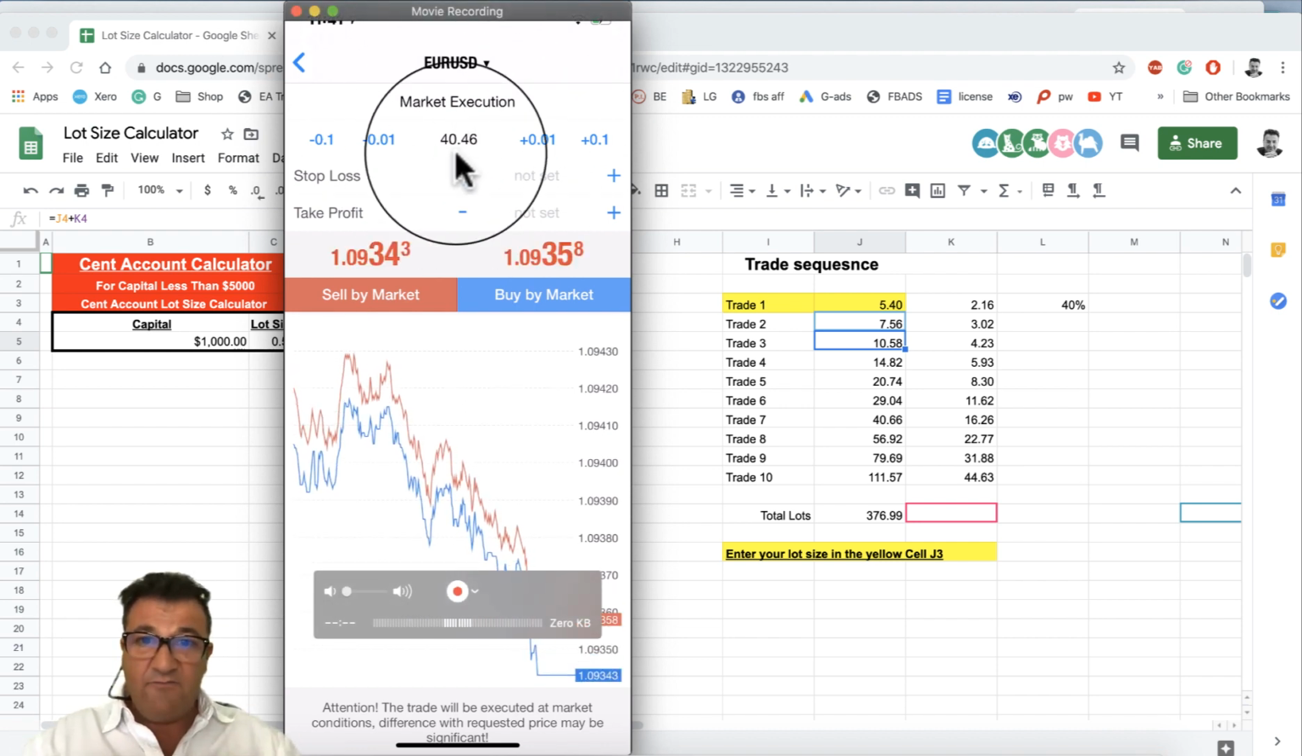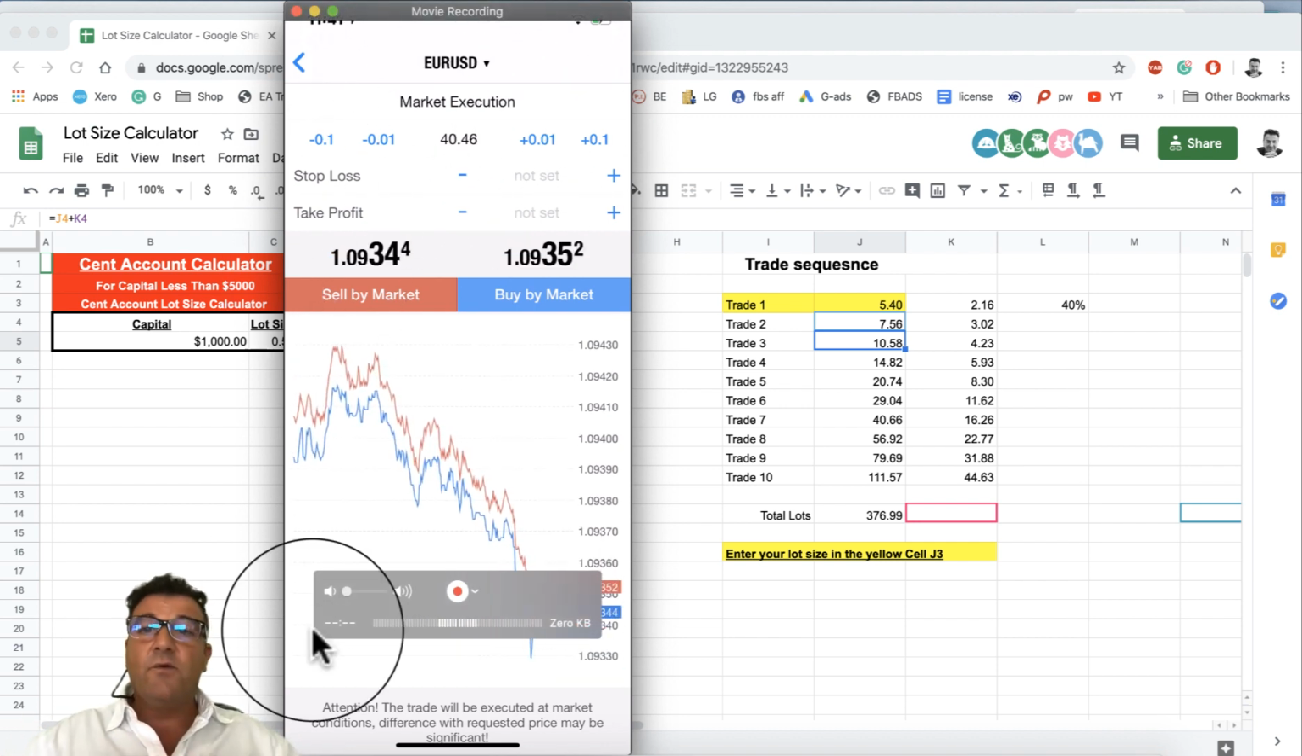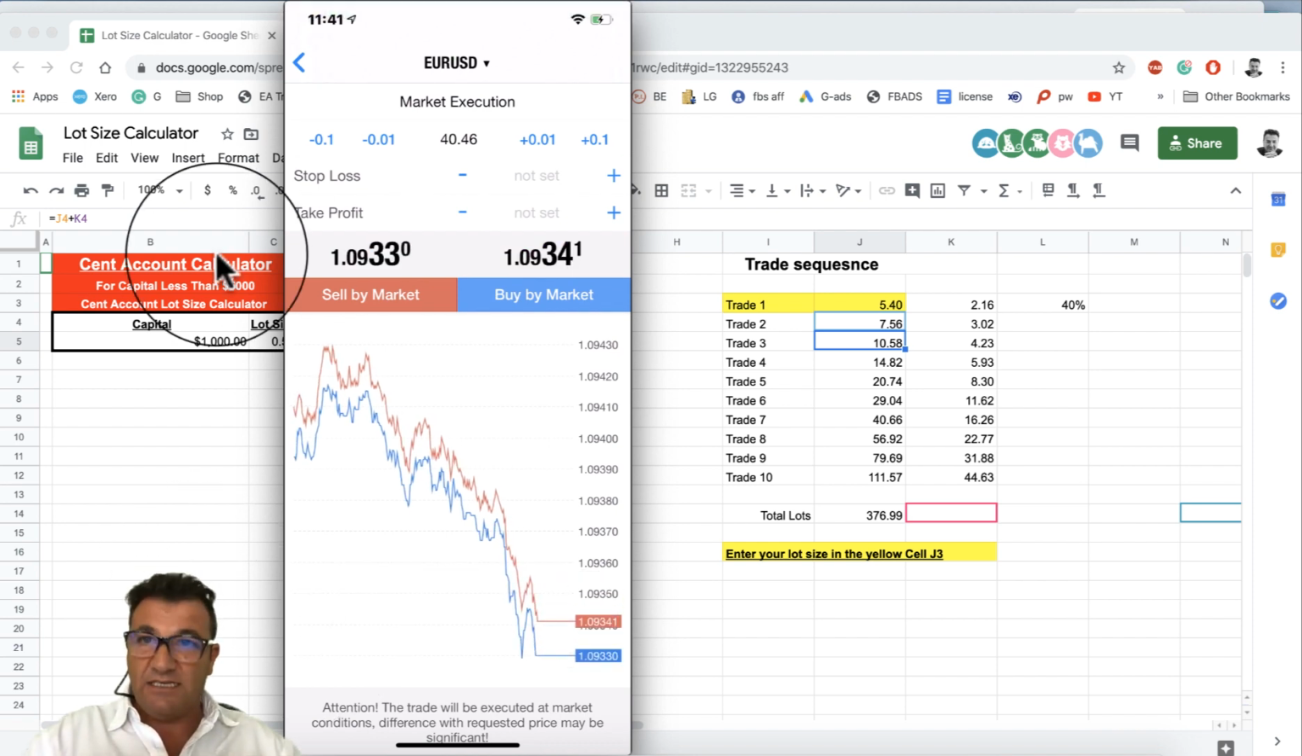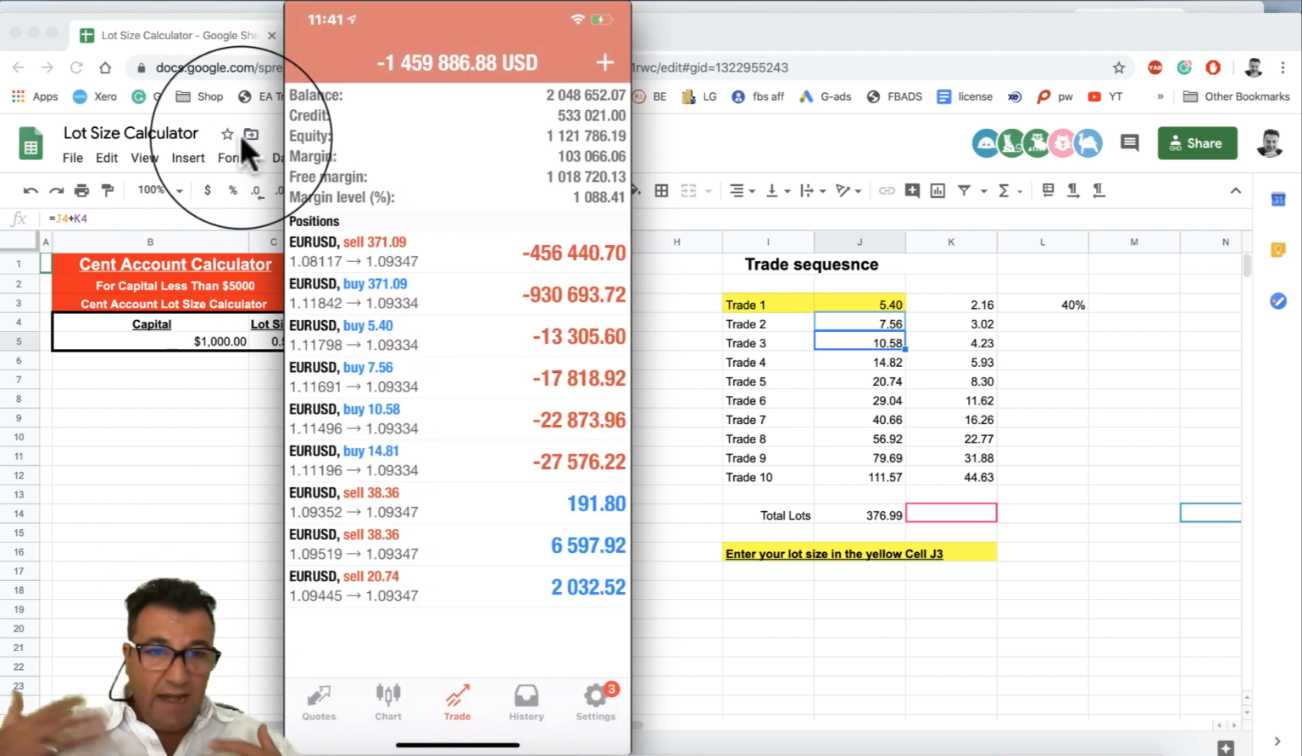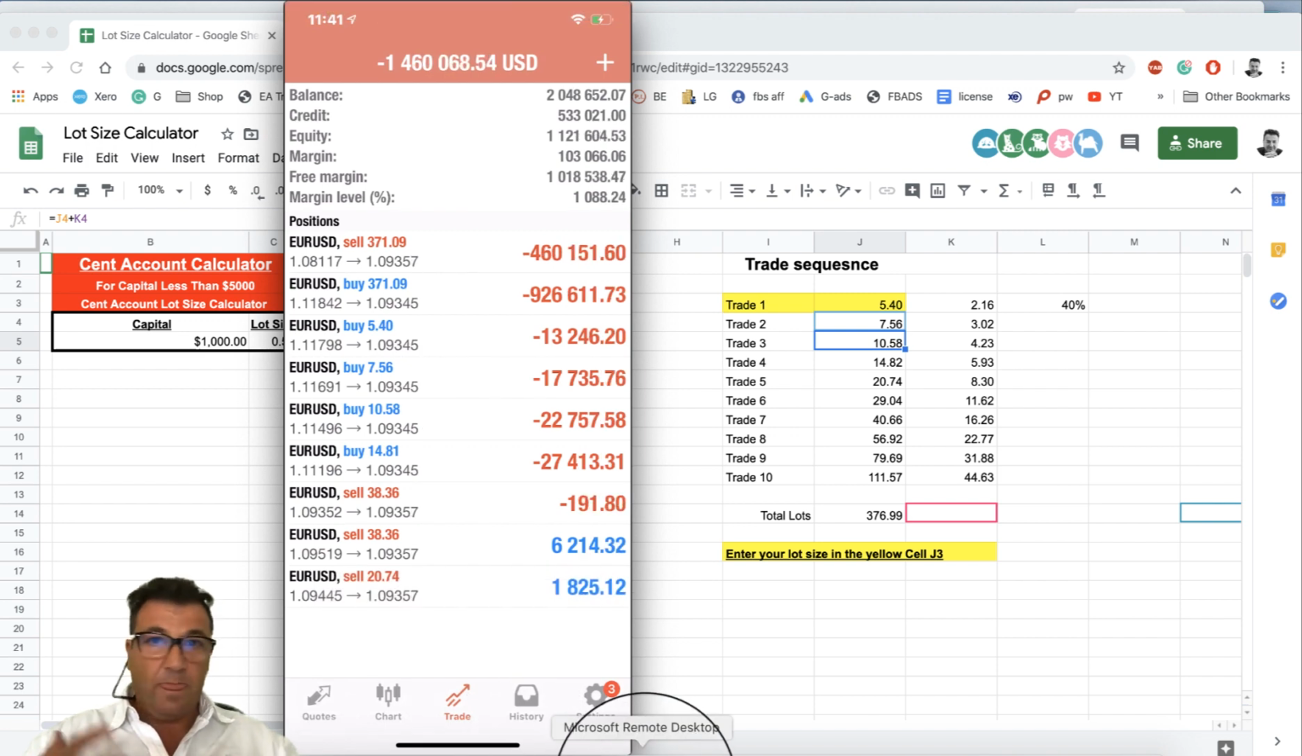So what have I done? I've basically set up my phone, getting ready for the next trade to be executed, so that I don't panic and I don't make mistakes. So I've done everything calmly, and I'm waiting for the next trade to open.